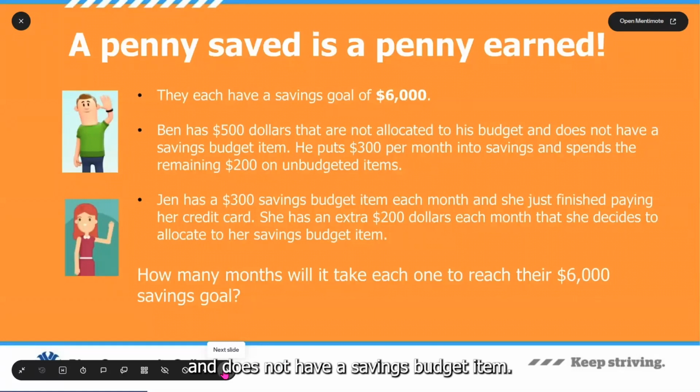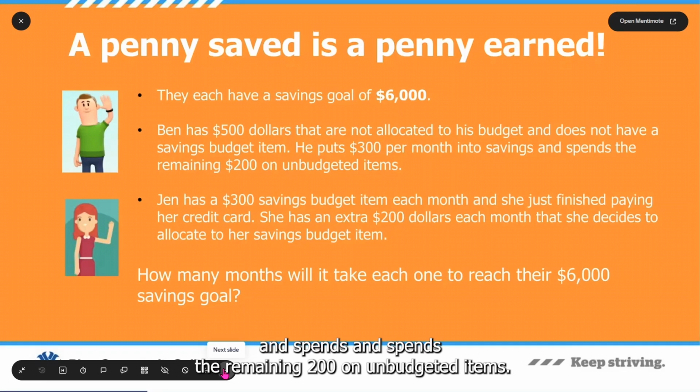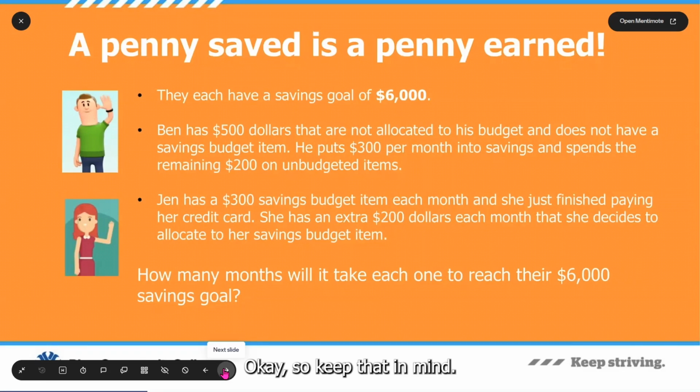and does not have a savings budget item. Okay, so he has an extra $500 there. He puts $300 per month into savings and spends the remaining $200 on unbudgeted items. Okay, so keep that in mind. He needs to be able to save $6,000.